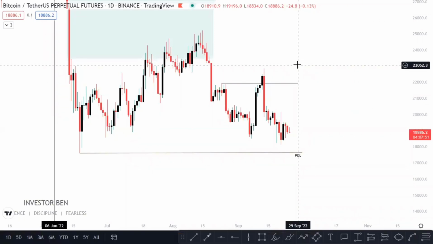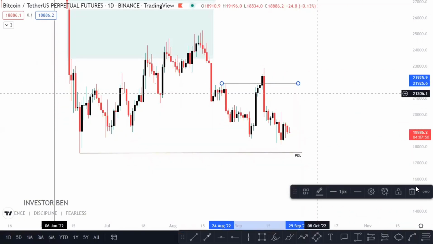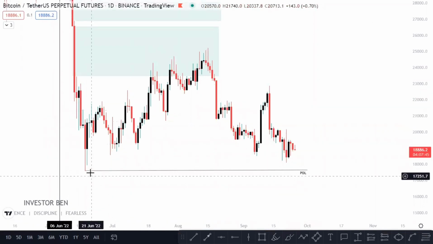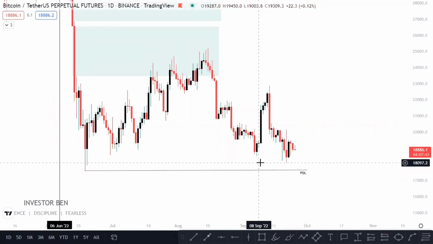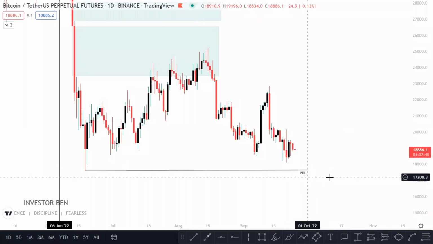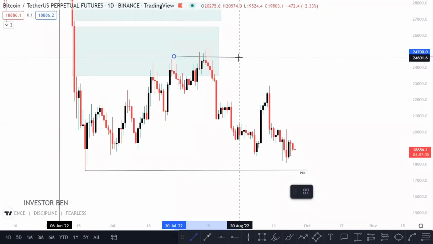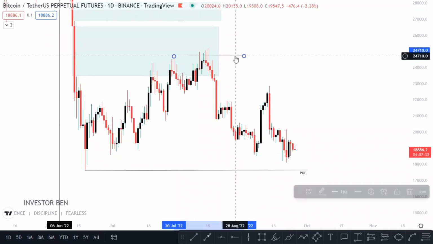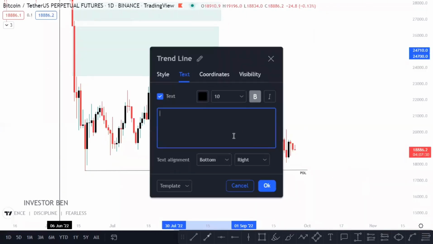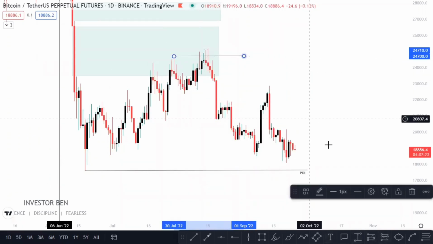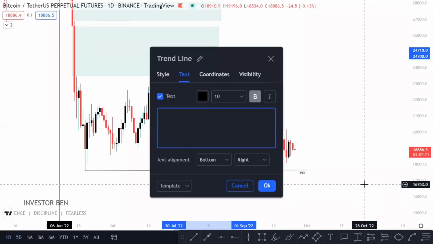So let's look at our structures by identifying all of them using row 1 and row 2. This is your low at this point, your previous day low, PDL. And this is your high at this point, your previous day high. We can call this a buy side liquidity, and the buy side liquidity was taken out. So let's tag this as the previous day high.